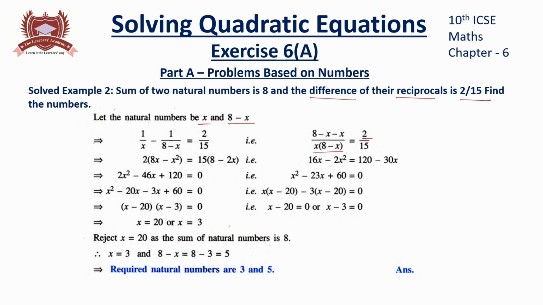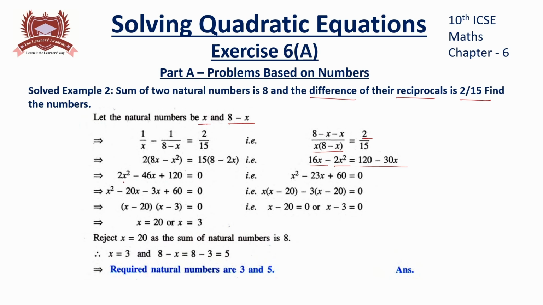This gets multiplied with 2, giving me 2 times 8x minus x square is equal to 15 times 8 minus 2x. Then I separate it out further, giving me 16x minus 2x square is equal to 120 minus 30x. Now I take everything on one side and keep 0 on the other. I end up with 2x square minus 46x plus 120 is equal to 0.